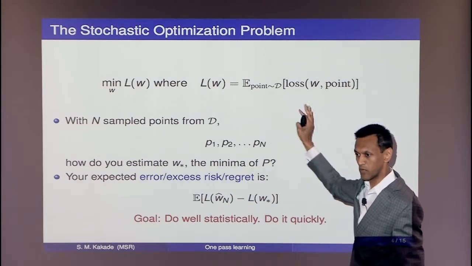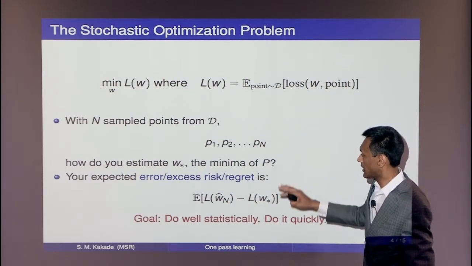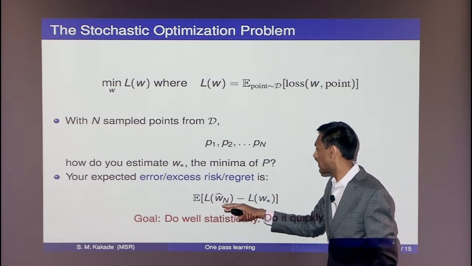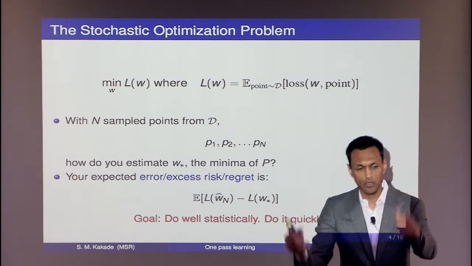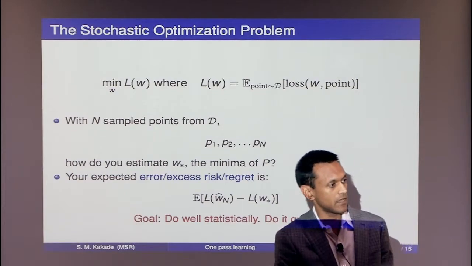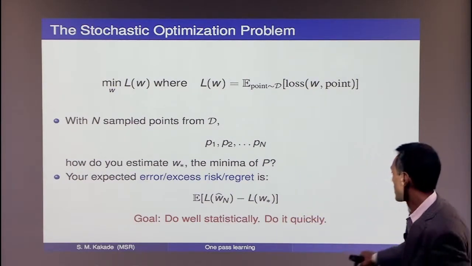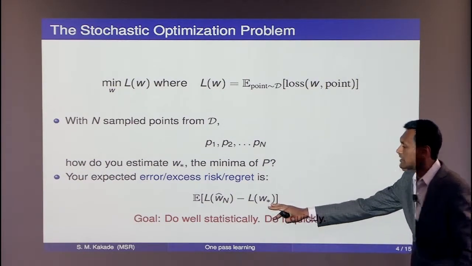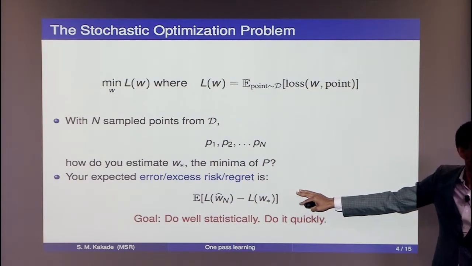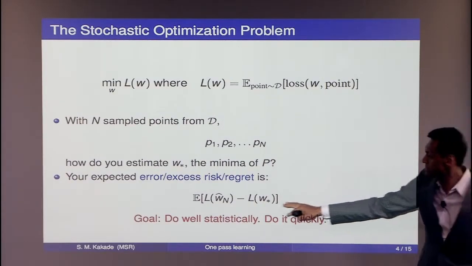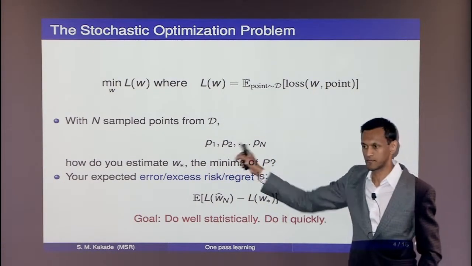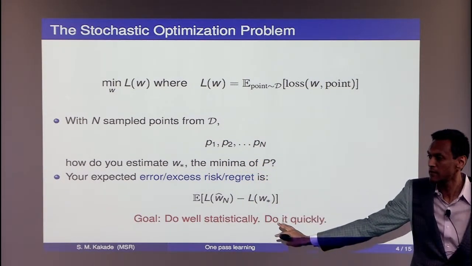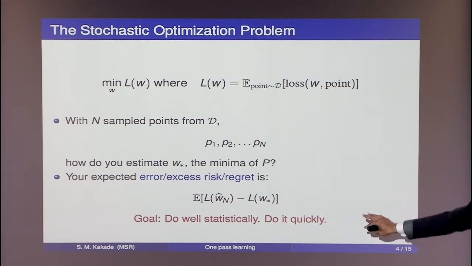We don't care about doing well on the data we see. And we're going to measure ourselves by how well we do compared to the best. So you get n samples, you come up with some estimator W hat n, and we measure ourselves with what I call the error. It's sometimes the excess risk or regret. I'll just call it the error. And this expectation is with respect to the randomness in the training sample. So is the setting clear? Okay. So this is what I'd like to do.